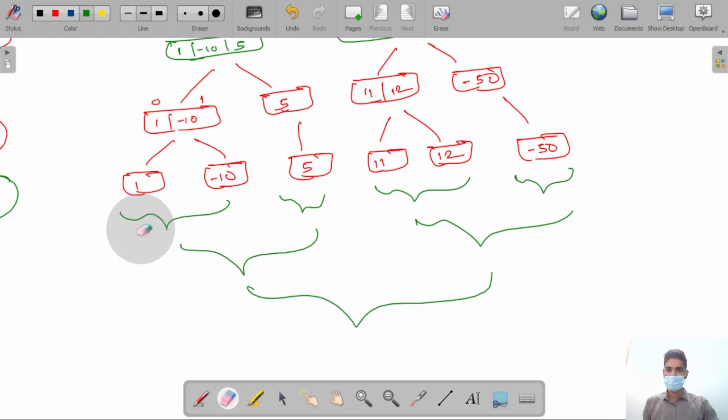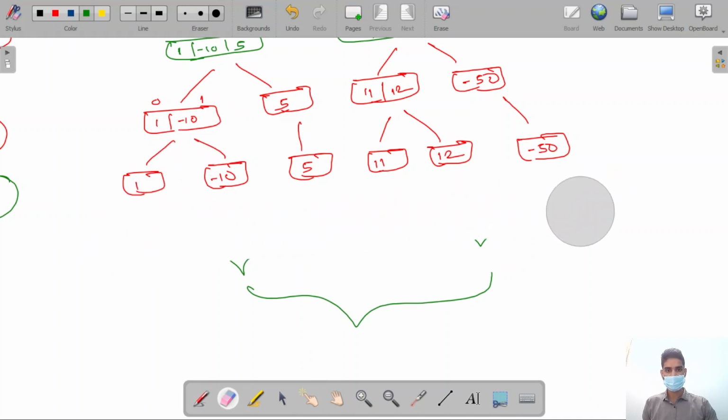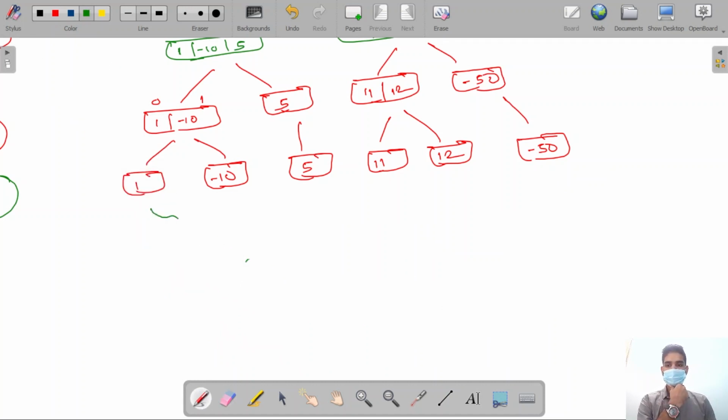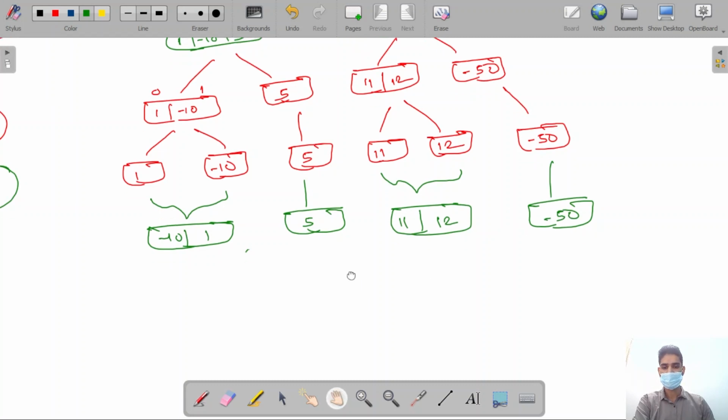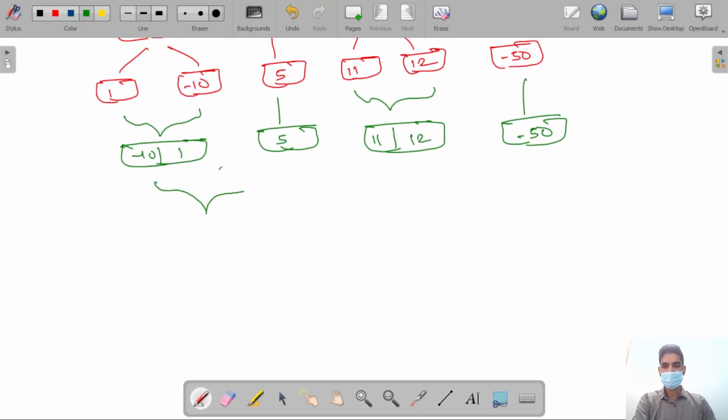After that, we will combine these two and we will sort them. Let me explain again what we will do. 1 and minus 10 will get combined and will create an array of size 2, and we will sort them. So minus 10 and 1. This will remain same, so 5 will come. We will combine these two, 11 and 12. This will remain same, minus 50. After that, these two will get combined and an array of size 3 will get created.